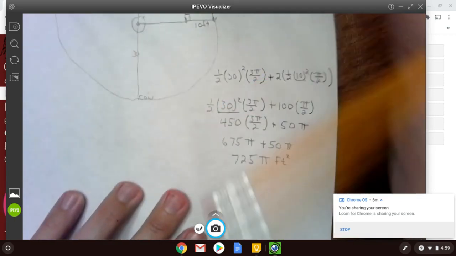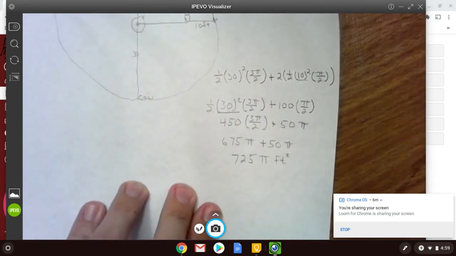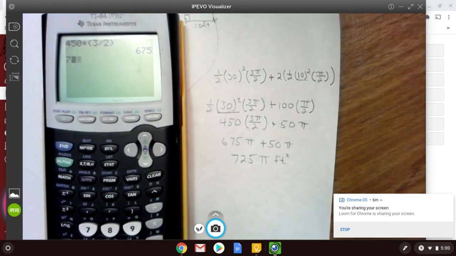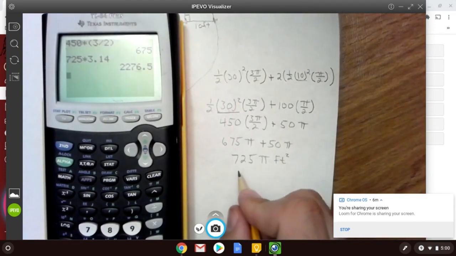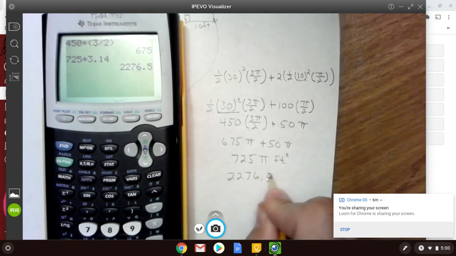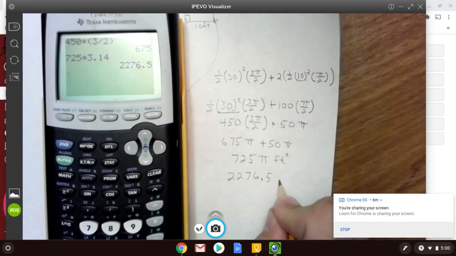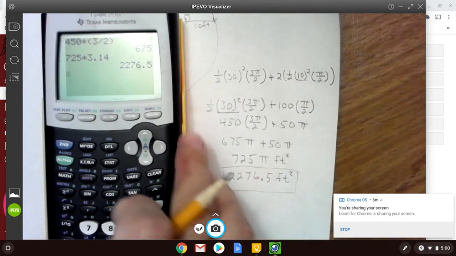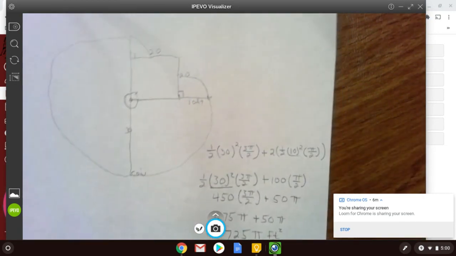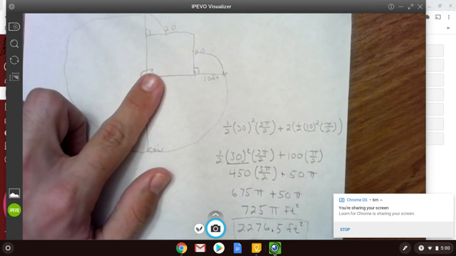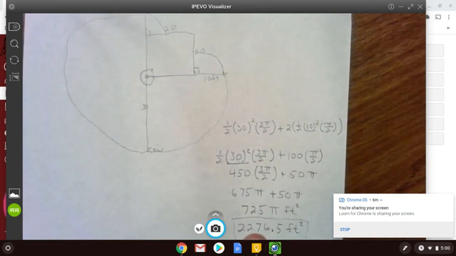And then if you wanted to, you could go ahead and multiply out the 725 and pi. So 725 times 3.14. That's about 2,276 and a half square feet. So we got quite a bit of grazing area. Yeah. Not bad. I mean, the barn itself is only, what, 400 square feet, so he's getting five times that amount there. All right.